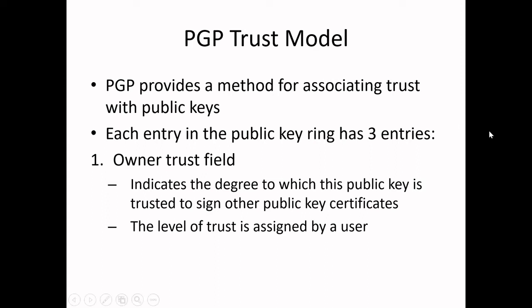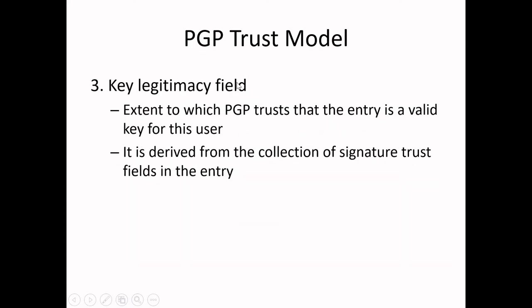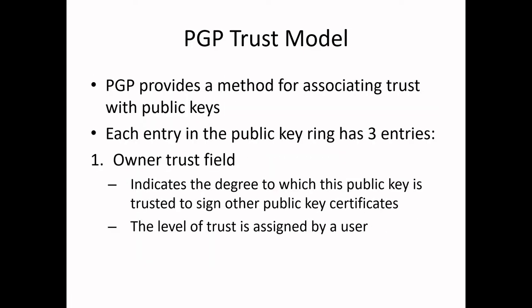Now, each entry in the public key ring has three entries for storing trust values. One is the owner trust field, then there is a signature trust field, and finally there is a key legitimacy field. There are three fields associated with this in the public key ring. The owner trust field indicates a degree to which this public key is trusted to sign other public key certificates. So the owner, A, is the owner of the key ring, and the owner actually assigns a level of trust to that particular entry.